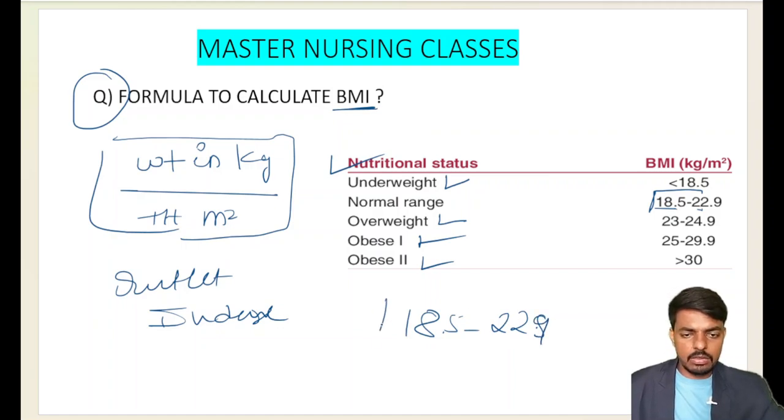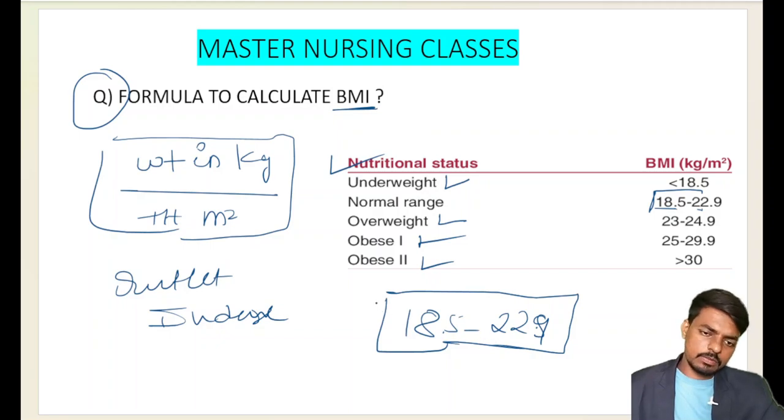There is another Asian classification also. I am not telling it here because people will get confused. If the examiner wants to ask the question, he will ask in the Indian classification only. It's given by the WHO. So keep remembering this, it's more than enough. Body mass index is also called the Quetelet index. How do you calculate it? Weight in kg divided by height in meter square.